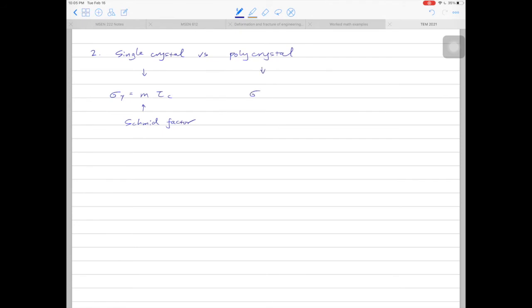In polycrystalline metals, which contain a lot of grain boundaries, you have a very similar relationship. Sigma y is equal to capital M tau c, and capital M is called the Taylor factor. Assuming the grains in the polycrystalline material have random orientation, then the Taylor factor is around 3 for FCC metals and 2.75 for BCC metals. I'll do a very quick verbal example here. Assume that you know the critical resolved shear stress of an aluminum single crystal is 30 megapascal. The yield strength of the polycrystalline aluminum should be around 90 megapascal.